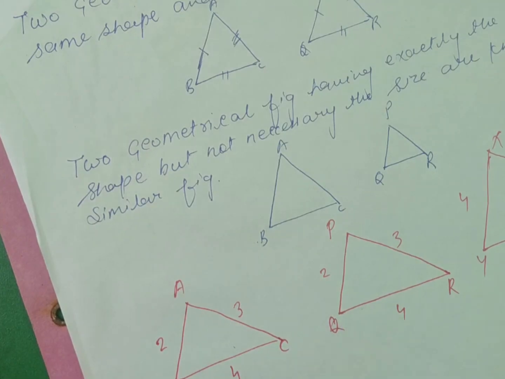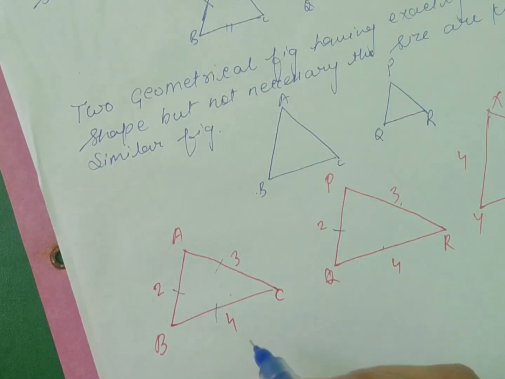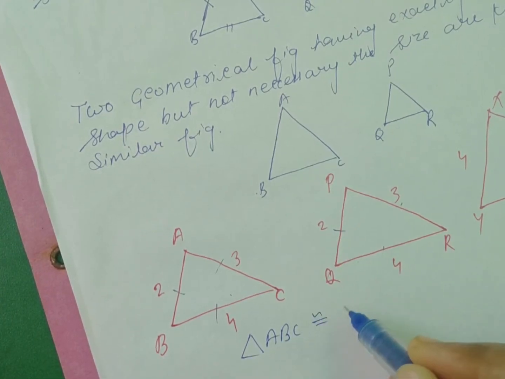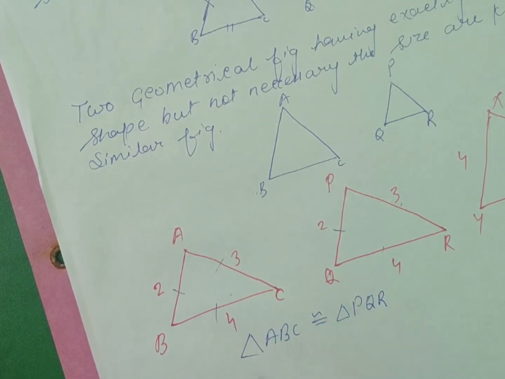So triangle ABC and PQR are congruent figures, right? Because they have exactly the same shape, triangle, and size also. This one equal to this, and this one equal to this. So we can write it as triangle ABC is congruent to triangle PQR, and this is the symbol of congruency. Okay, and triangle ABC is similar to triangle XYZ because exactly the same shape but sizes are different.